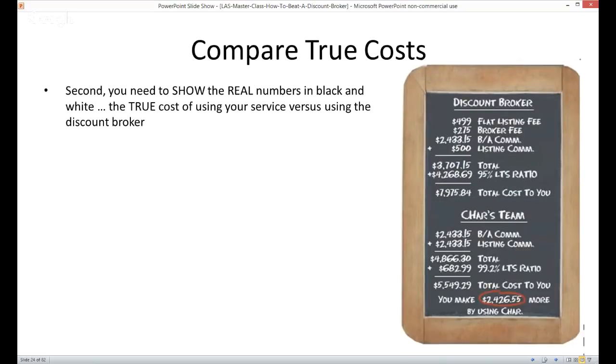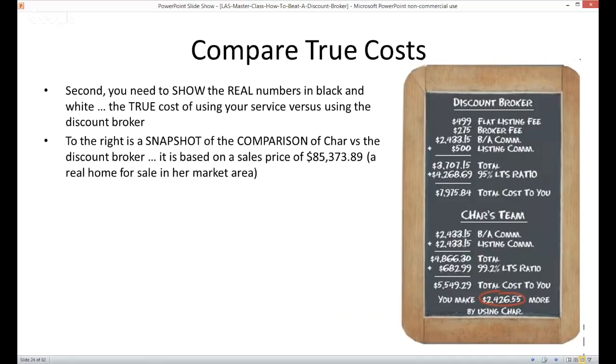So now she's going to go on to compare the true costs. So you're going to show the real numbers in black and white and the true cost of using your service versus the discount broker. So to the right is a snapshot of the comparison of Shar versus the discount broker. And it's based on a sales price. This is a low sales price. But remember, she's out there in Kansas City. The sales price, $85,000. And notice how specific it is. $373.89. I mean, it's a real home in her market.